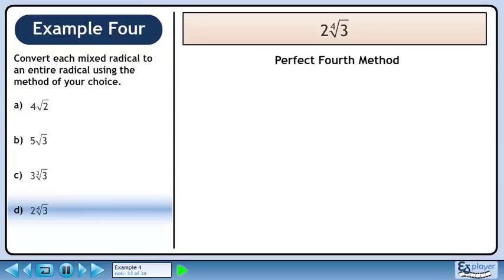Now we'll use the perfect fourth method. Rewrite 2 times the fourth root of 3. The coefficient 2 can be written as the fourth root of 16. Multiply the radicals to get the fourth root of 48. This is the entire radical.